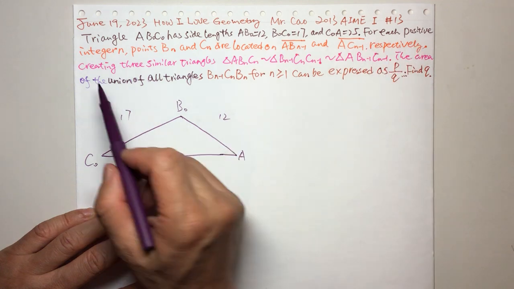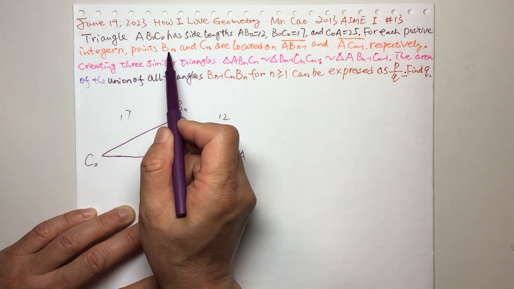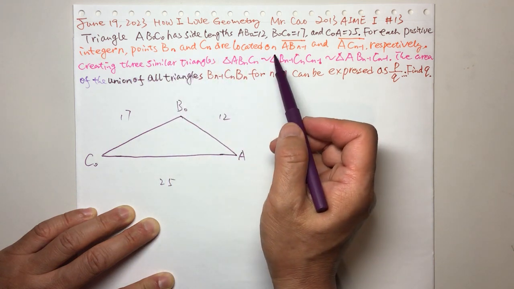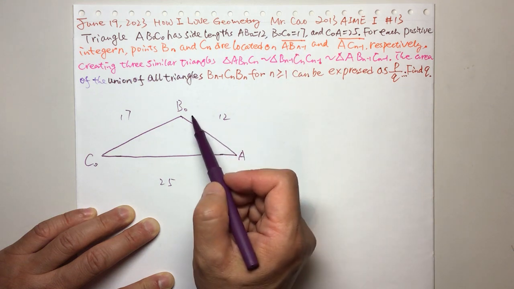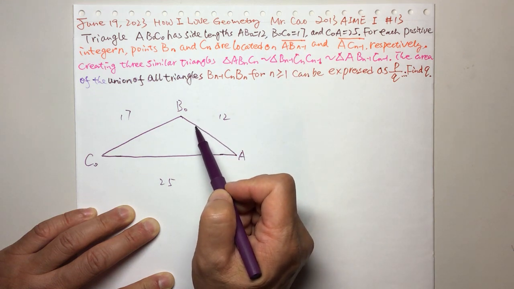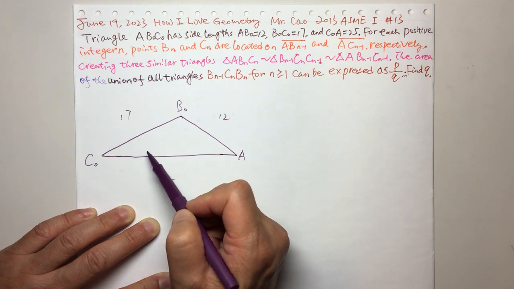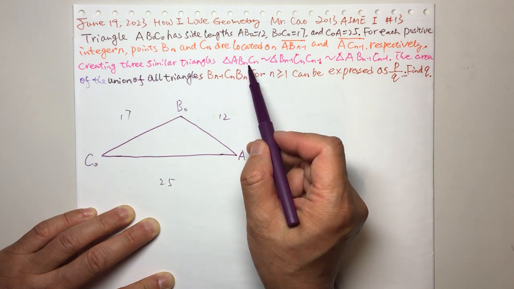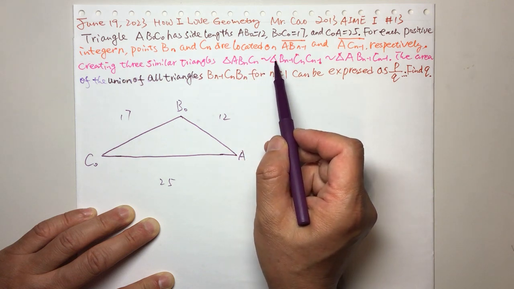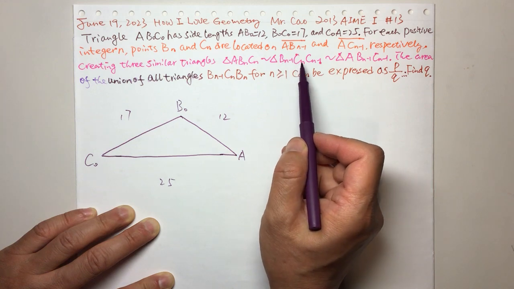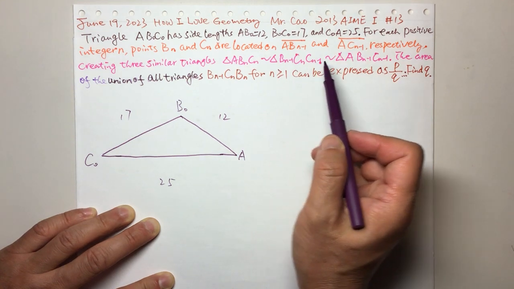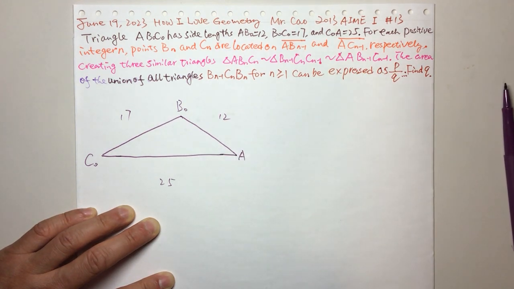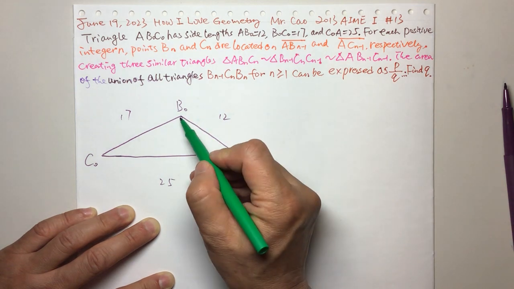So for each positive integer n, points Bn and Cn, for example, n is 1, B1 and C1 are located on AB0 and AC0 respectively, creating three similar triangles: triangle AB1C1 similar to triangle B0C1C0. Yeah, we can draw the diagram this way, right?